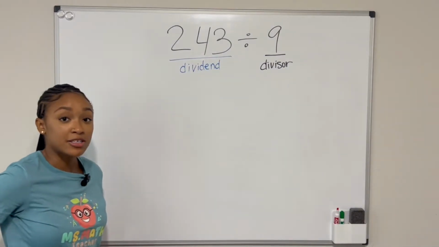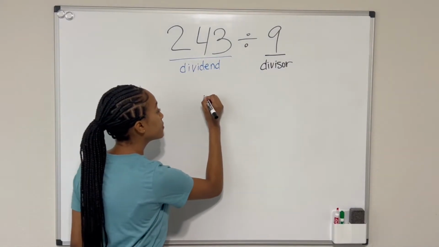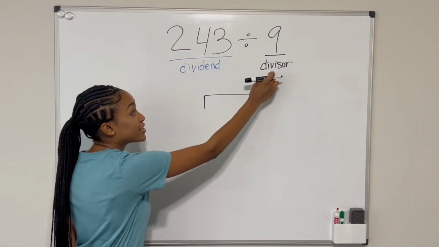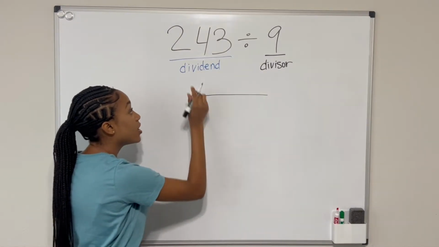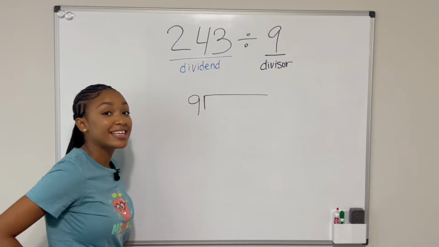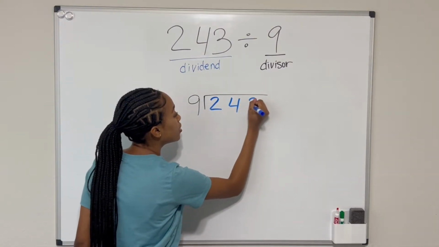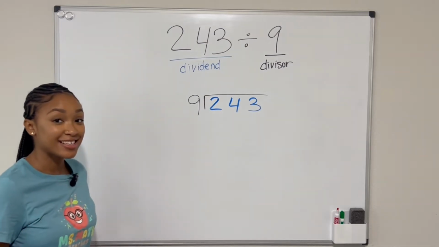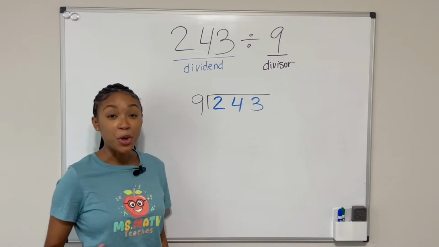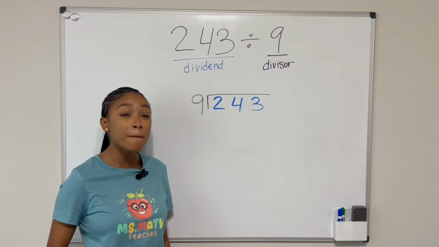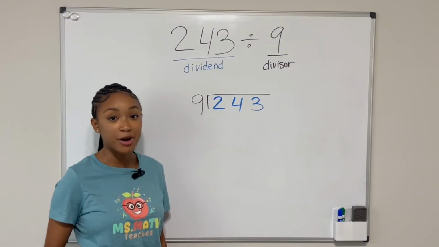Let's write down our long division symbol. And our divisor goes on the outside. Our dividend goes on the inside. So 243 will go on the inside. Step 2. We're going to write down the steps to help us solve a long division problem.